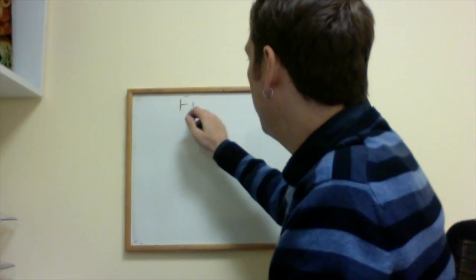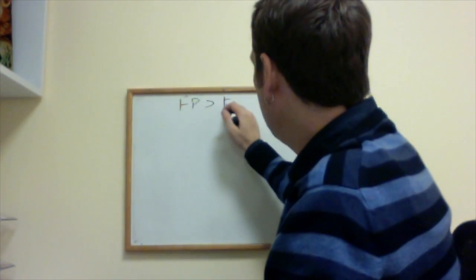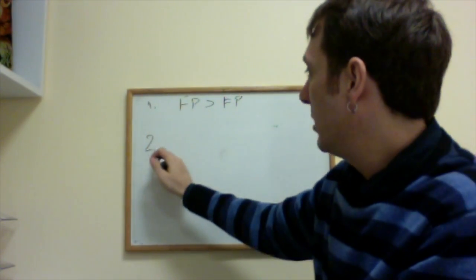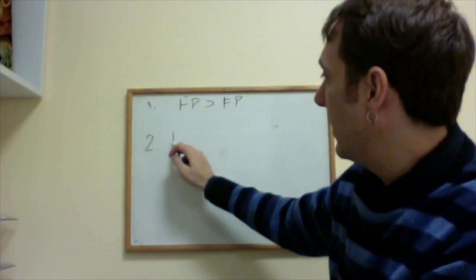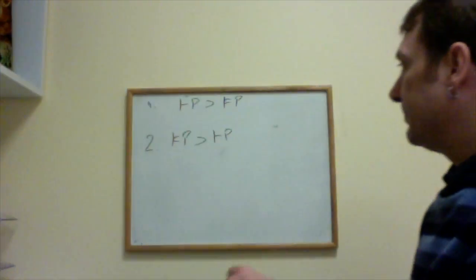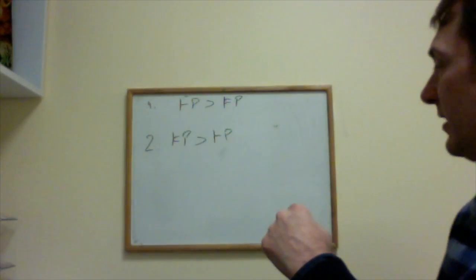If there's a proof of P, then P is valid. That's our first statement. Our second statement here is just the opposite way: if P is valid, then there exists a proof of P.